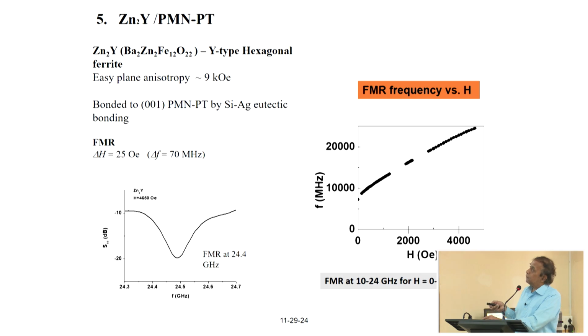Now, this is zinc Y, a Y-type hexagonal ferrite bonded to PMN-PT, and this can work at much higher frequency, as high as 24 gigahertz. In this case we are able to achieve tuning of about 25 Oersted, and so it has the right characteristics for devices operating at a much higher frequency than the frequency range one would use for YIG-based devices.